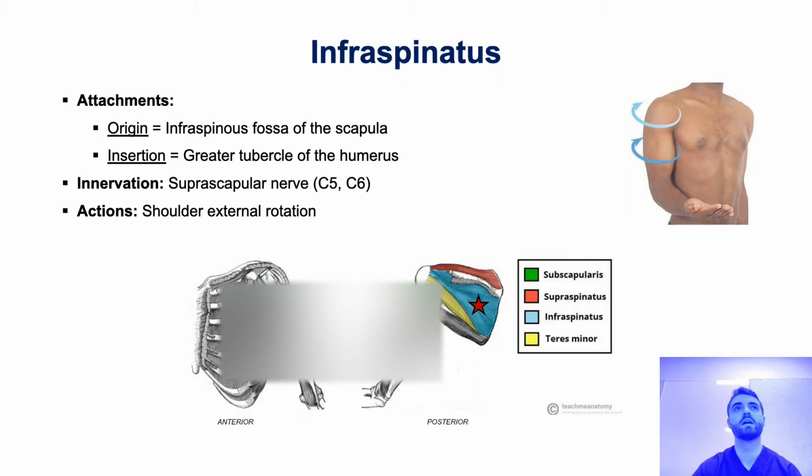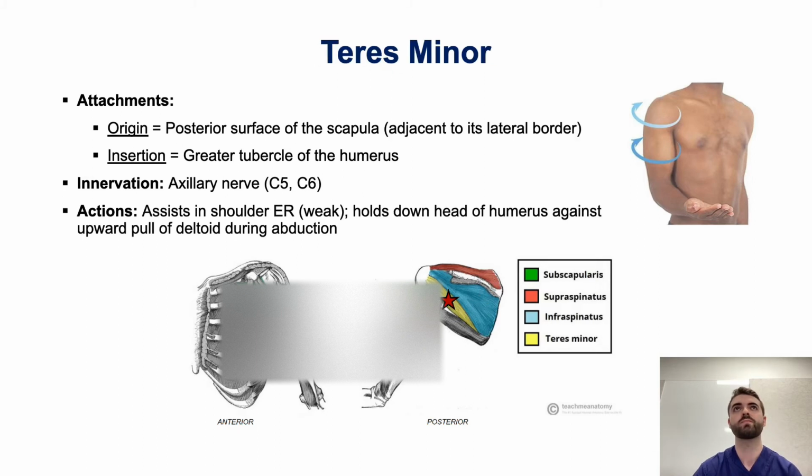The infraspinatus originates from the infraspinous fossa of the scapula and inserts on the greater tubercle of the humerus. It is also innervated by the suprascapular nerve, and it is involved in shoulder external rotation. Teres minor: its origin is the posterior surface of the scapula, adjacent to its lateral border, and it inserts onto the greater tubercle of the humerus, just like the others. It's innervated by the axillary nerve from the posterior cord of the brachial plexus.